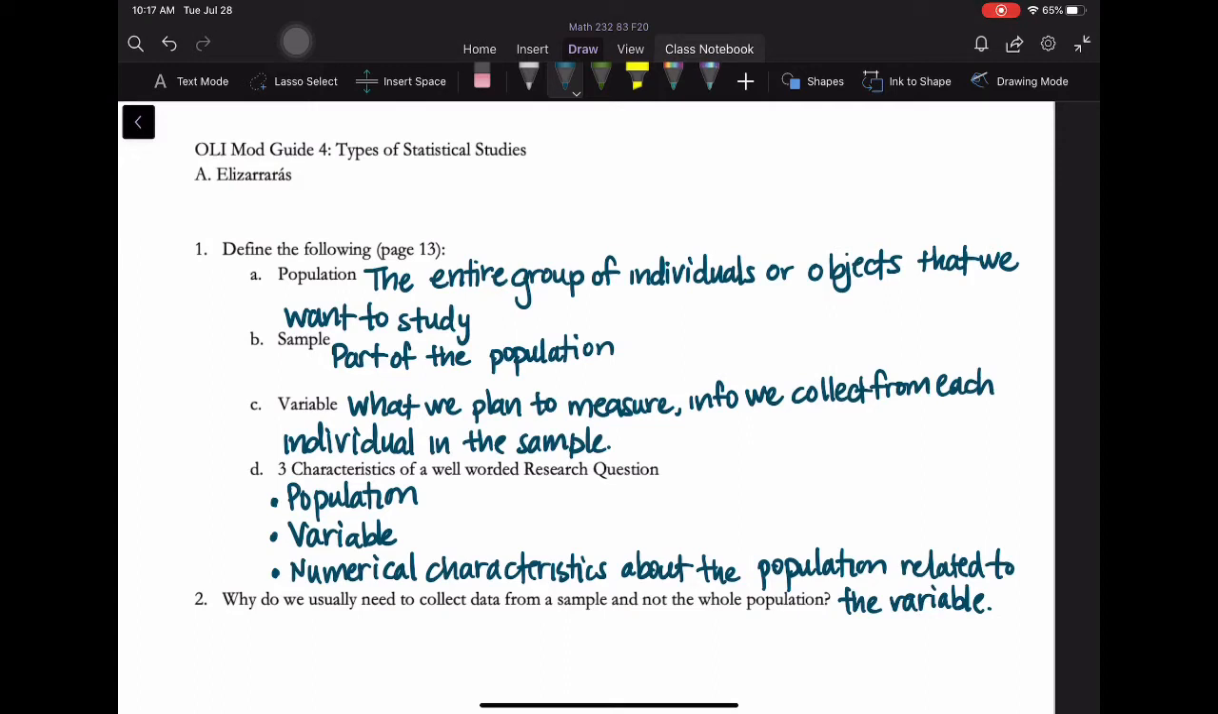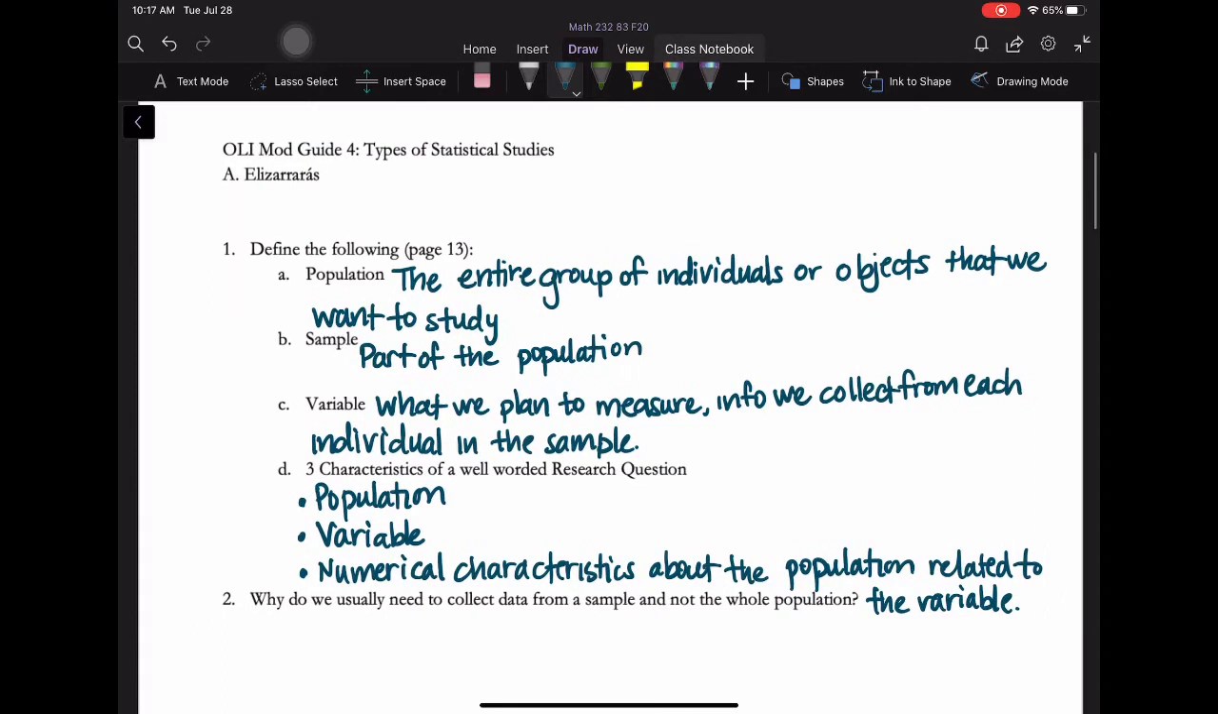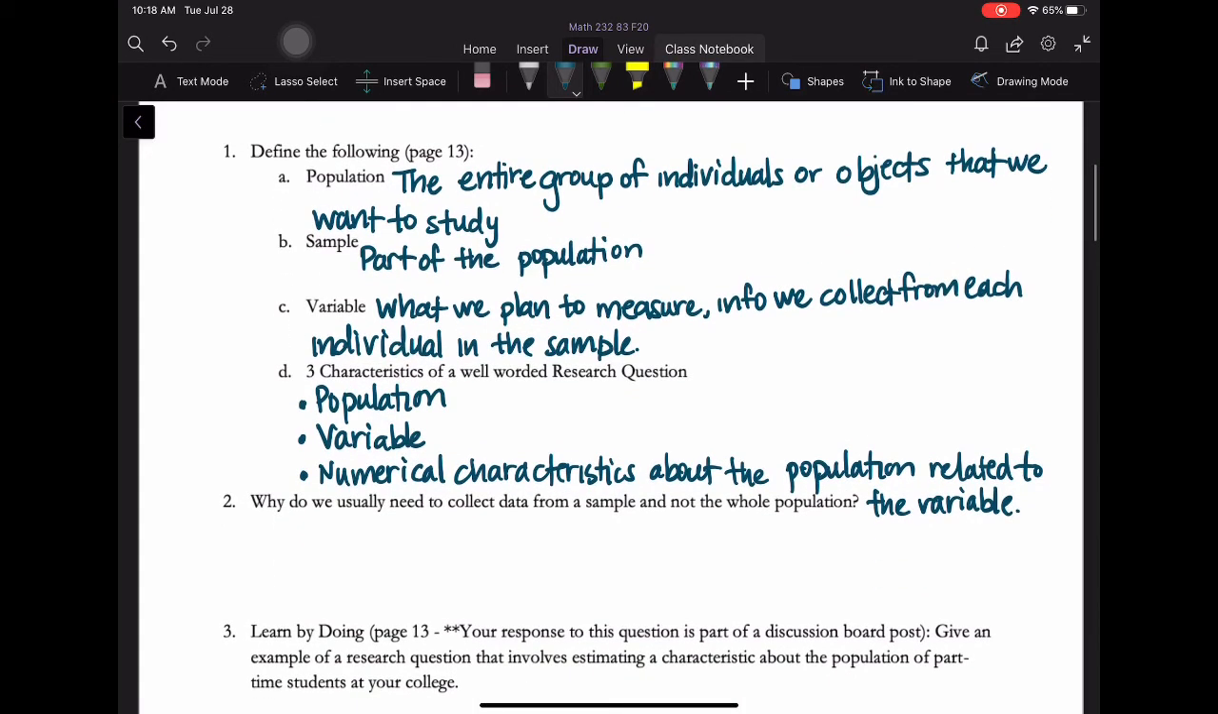And as you can see on this mod guide from the first page, I have listed the definitions out. So I'm not going to walk through where to find the definitions and things like that. I would expect you to be able to find that in the guide. I will write what the definitions are so that you can see them, but I want to focus more on the content of how to answer questions, how to perform the calculations, and what you can expect. So we've got some definitions for number 1, and then why do we usually need to collect data from a sample and not the whole population? This is something I do want to talk about.